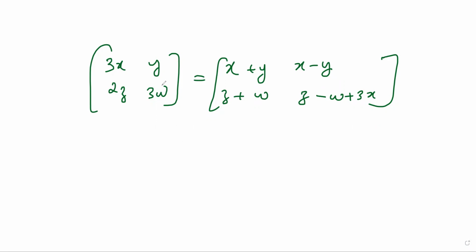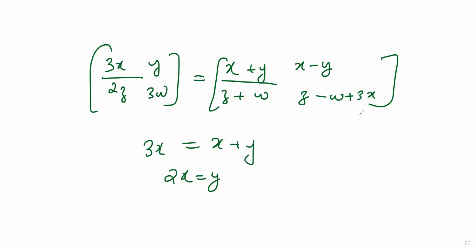So listen, you have to find x, y, z, and w. What we can do is just equate it. That will be enough now. Just equate these two matrices that are given to be equal and find out the value of x and y. So 3x is equal to x plus y. That means 2x equals y. Let it be there.